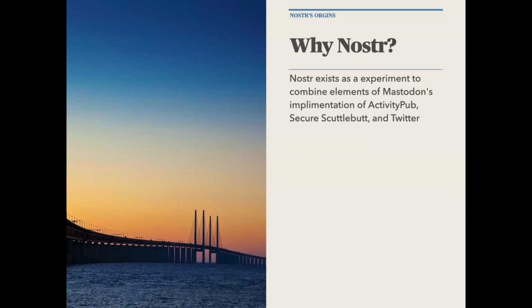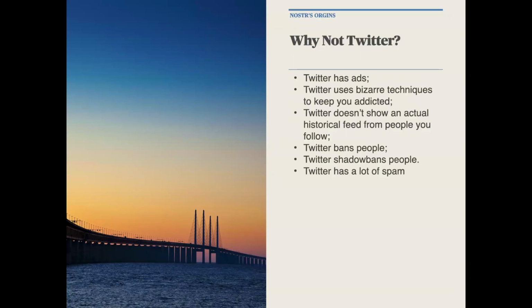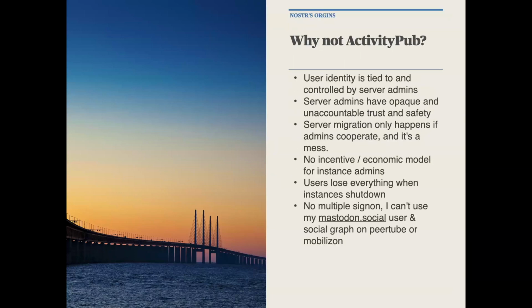Nostr exists as a combination of ideas from ActivityPub, Secure Scuttlebutt and Twitter. We know why Twitter. There were a lot of problems with ActivityPub that the Nostr community perceived, mostly around user identity controlled by servers and the inability to build multiple apps on top of it. No kind of single sign-on, reusing your social graph. And there's a portion of Nostr users who were unhappy at the trust and safety system based on servers, often because they did terrible things that they deserve to be kicked off.